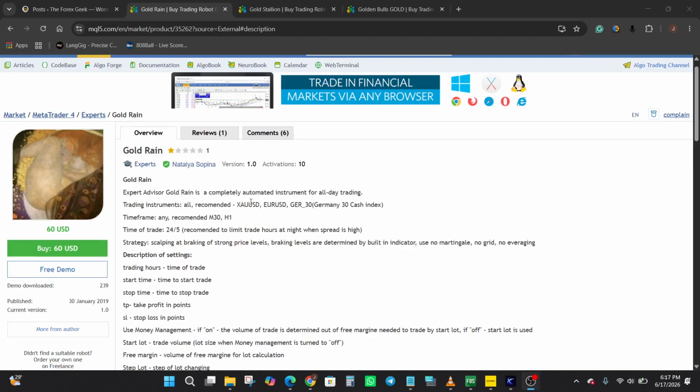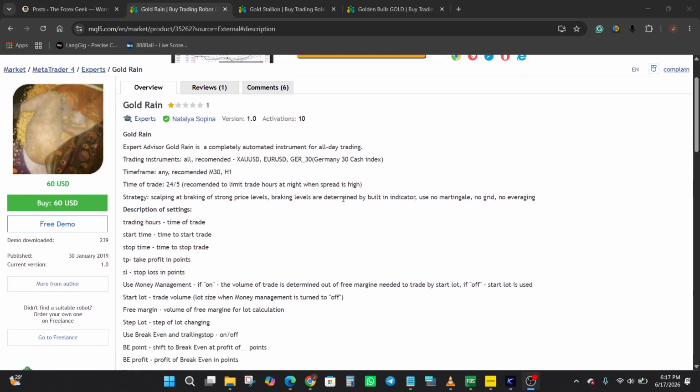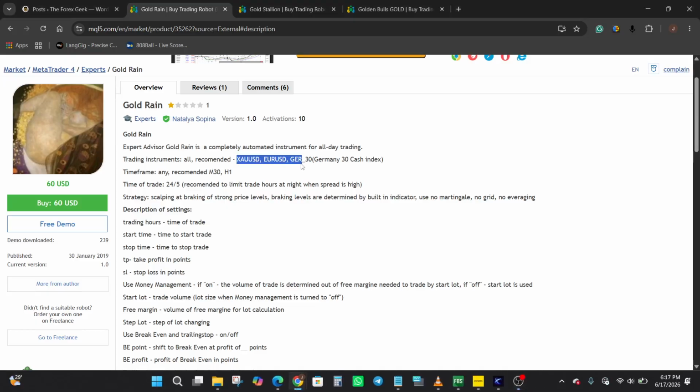According to the developer, Gold Rain is designed as a fully automated trading system intended for around-the-clock trading during the trading week. It supports all trading instruments, although the developer specifically recommends using it on XAU-USD, Euro-USD, and GER30. That's the Germany 30 cash index.